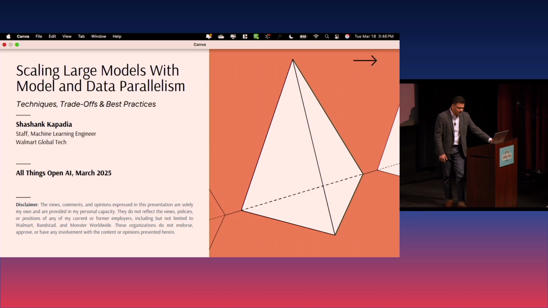So the session for today is going to be how do we scale large models when it comes to training them through the model and data parallelism concepts.